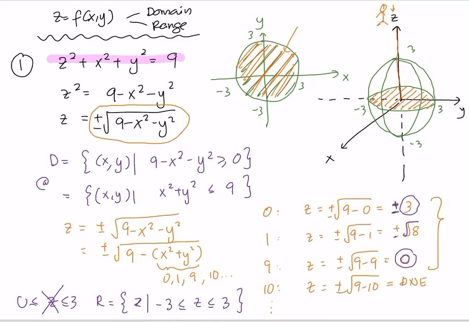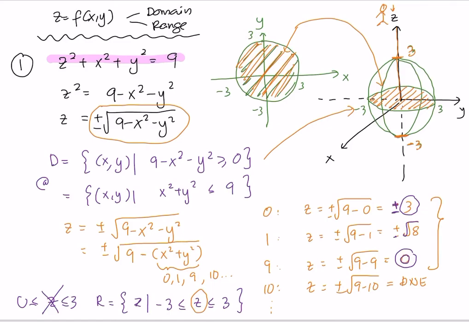This one here is the domain. How about the range? The range is for the z. What is the range for z? The maximum value is 3 and the minimum value is minus 3. That is the range. So now you can see the relation between the domain, the range, and the 3D graph that we have sketched here.